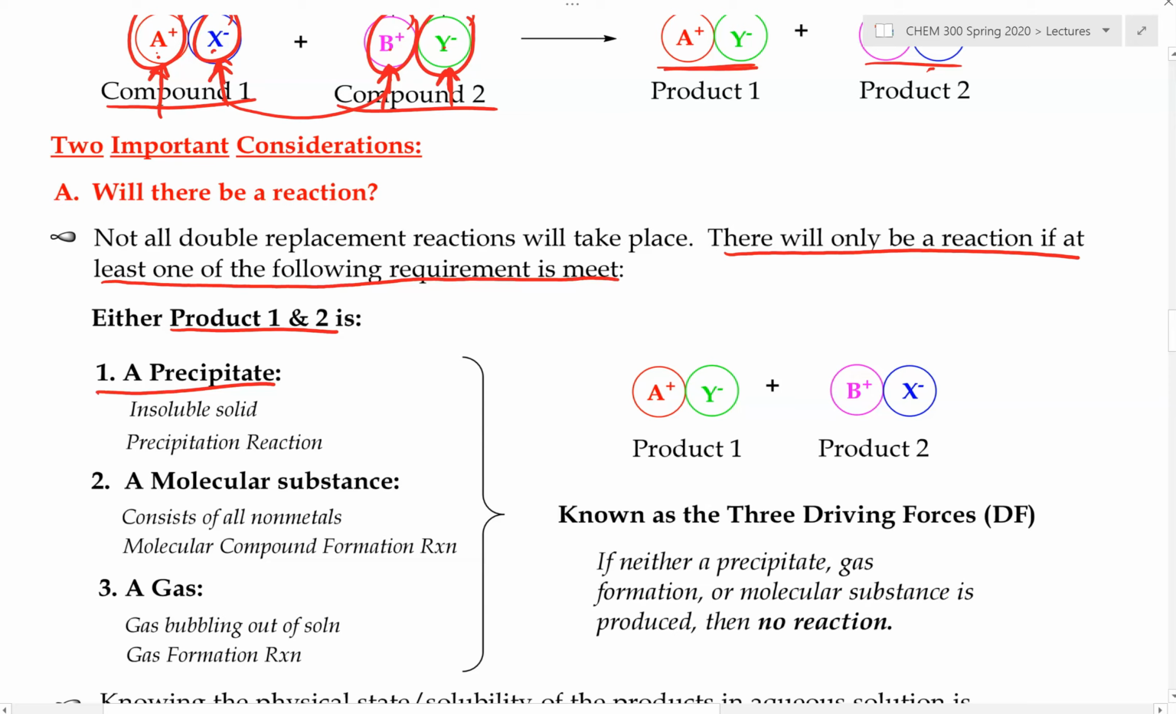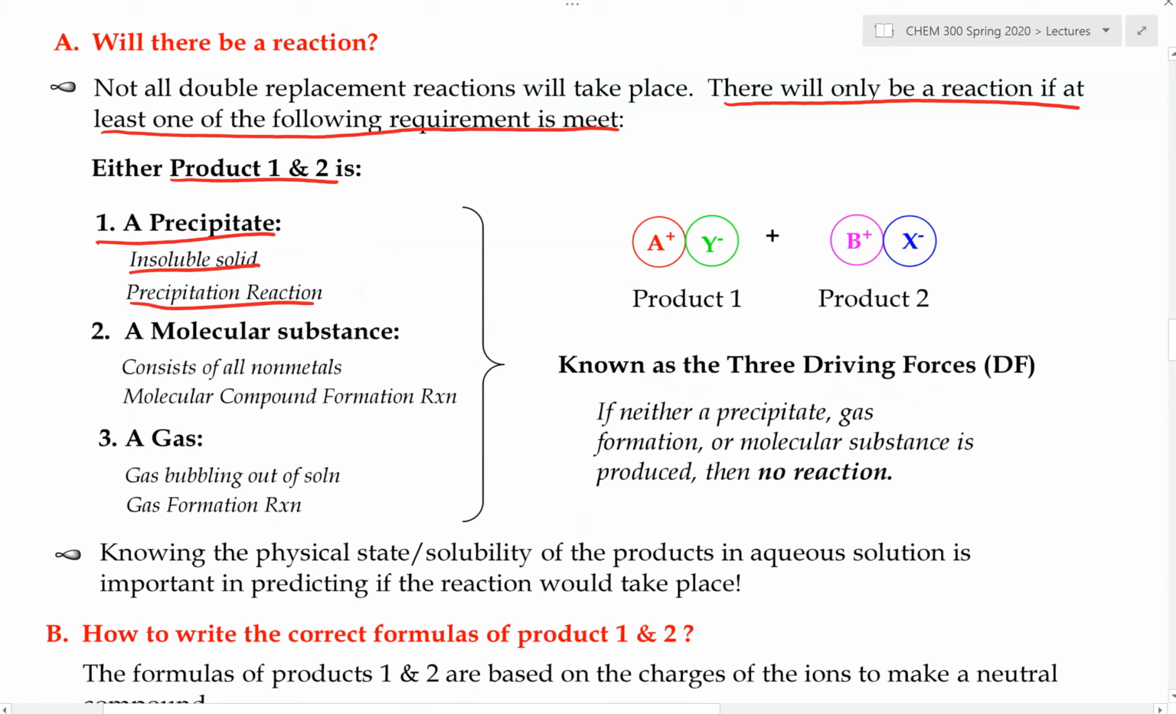And again, to recall what a precipitate is: it is basically whenever we have an insoluble solid that falls out of solution. And so if either AY or BX is a precipitate, then this reaction will occur. And if a reaction occurs due to the precipitation of one of the products, then this type of reaction is also referred to as a precipitation reaction. So that's the first requirement right there. Either product 1 or 2 is a precipitate.